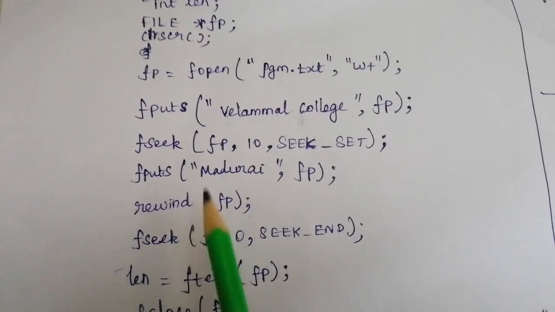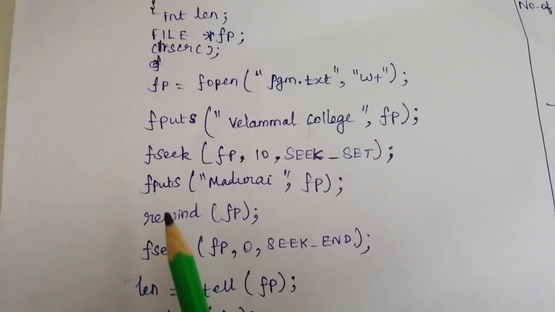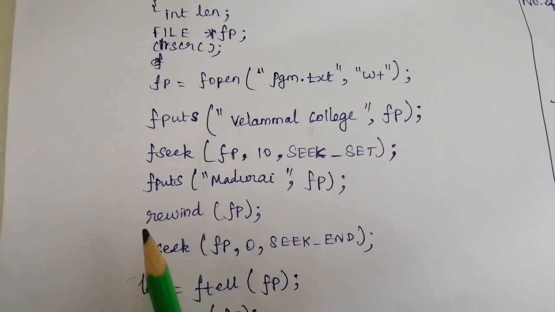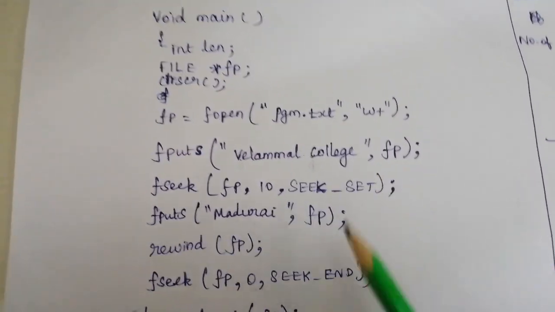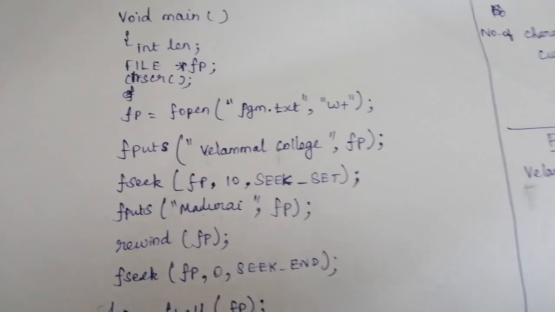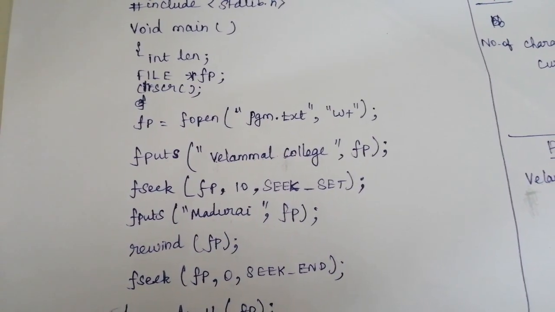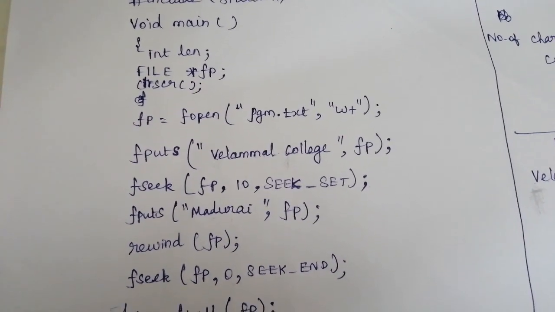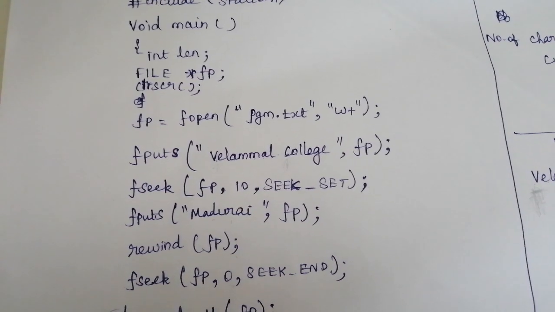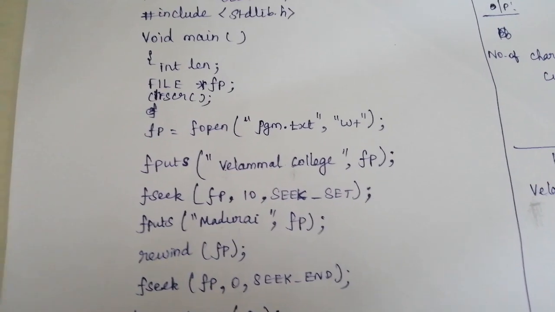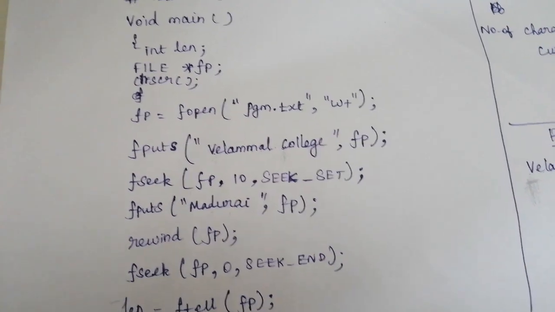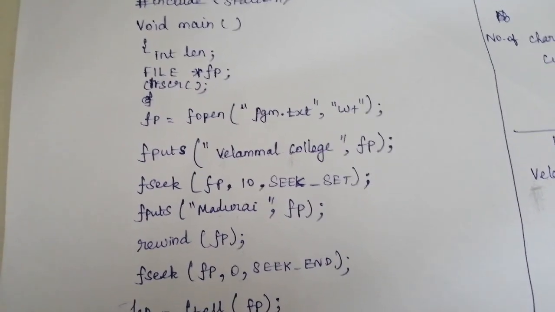Next we are doing the rewind operation. What is the use of rewind? It is used to move the file position pointer to the beginning of the file. Now your file pointer is pointing to the last character present in the file. After this instruction, what will happen? The file position pointer moves to the beginning of the file. Now the file position pointer points to the first character present in the file.